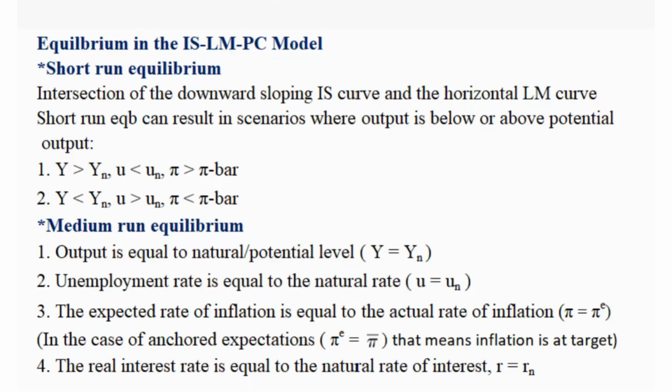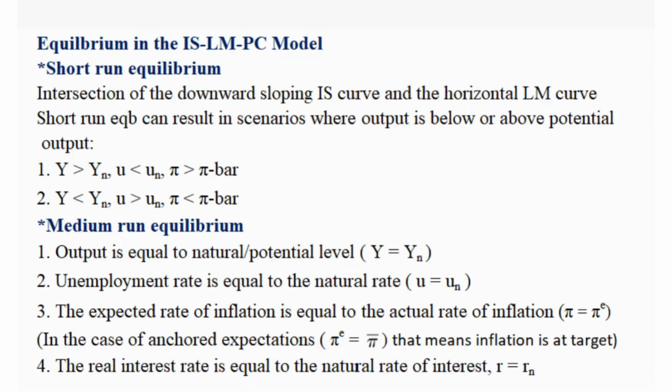So now medium-run equilibrium, however, would occur where output is equal to the natural or potential level, and so unemployment is equal to the natural rate, and expected inflation is equal to the actual rate of inflation. And under the assumption that inflation expectations are anchored to the central bank's target, that means that actual inflation is equal to expected inflation, which means it's equal to target inflation, right? So in this case, we can say in a medium-run equilibrium inflation is equal to target.